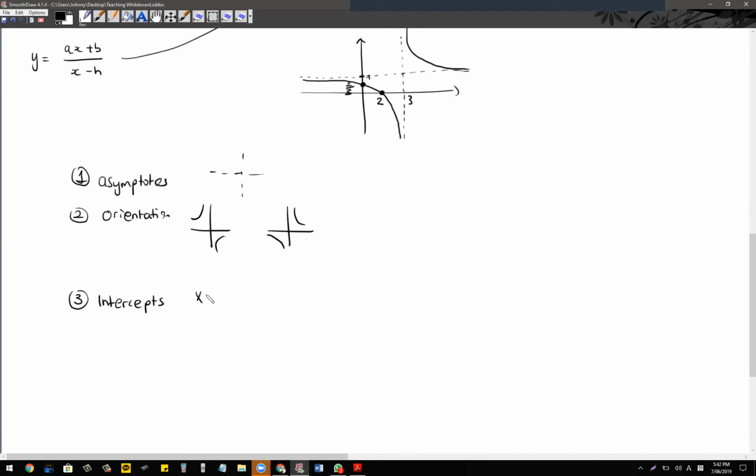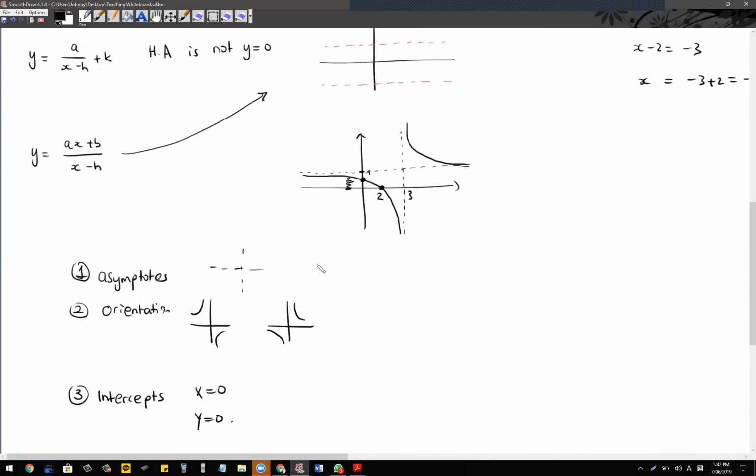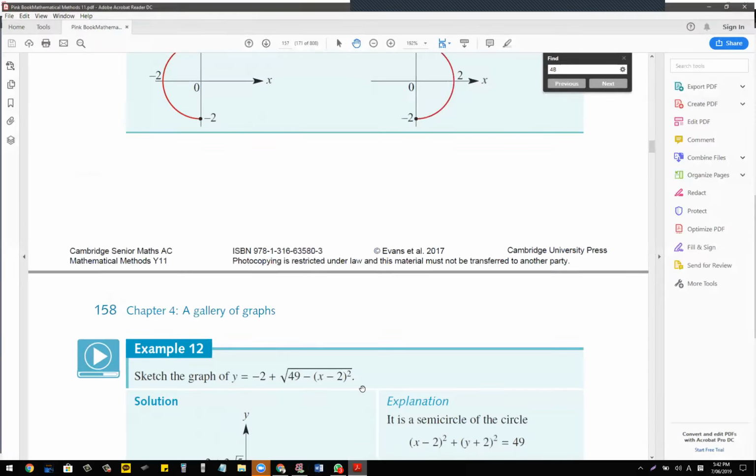Which is, you do that by letting x equal 0, y equals 0. Are you still there? Yes. Okay, so that's how you do it. Cool. So we're gonna try a couple of questions here.